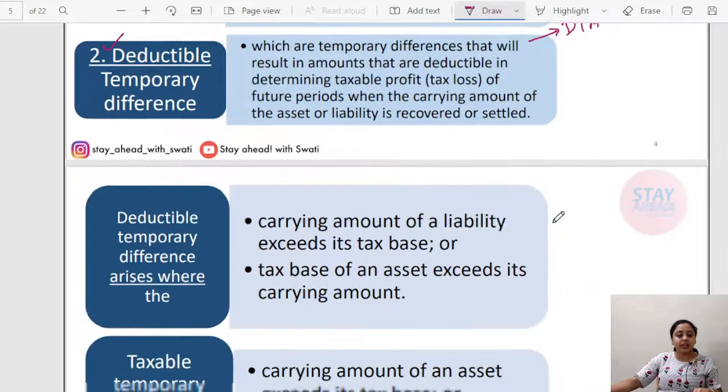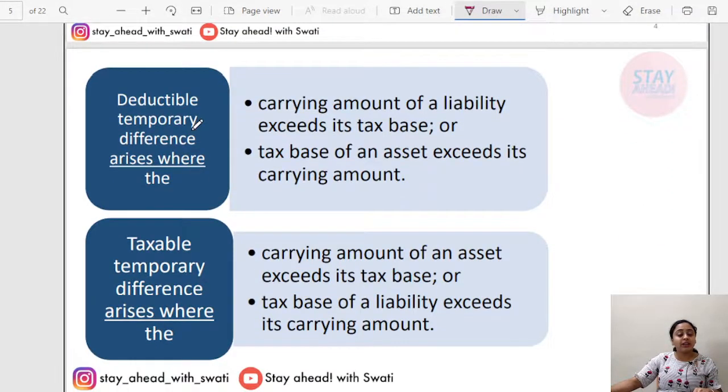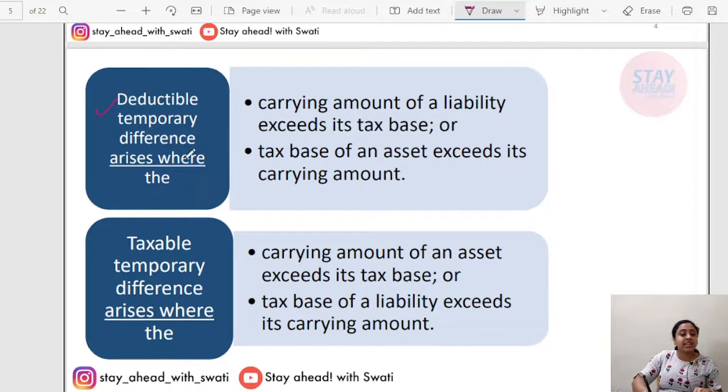Okay, good. Now, deductible temporary differences arise when the carrying amount of a liability exceeds its tax base, or the tax base of an asset exceeds its carrying amount. Taxable temporary differences arise where the carrying amount of an asset exceeds its tax base. Okay, so it is very confusing right now. We'll see a chart and you'll learn that chart.